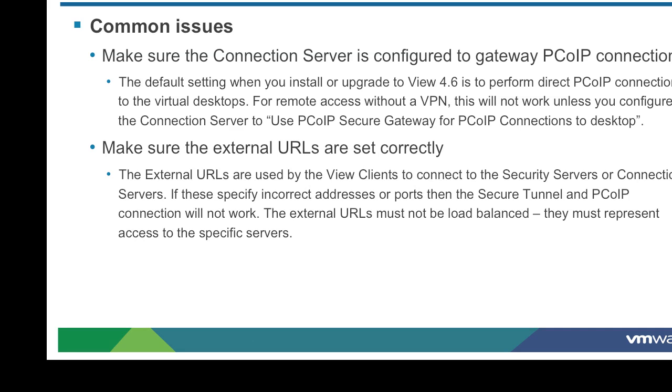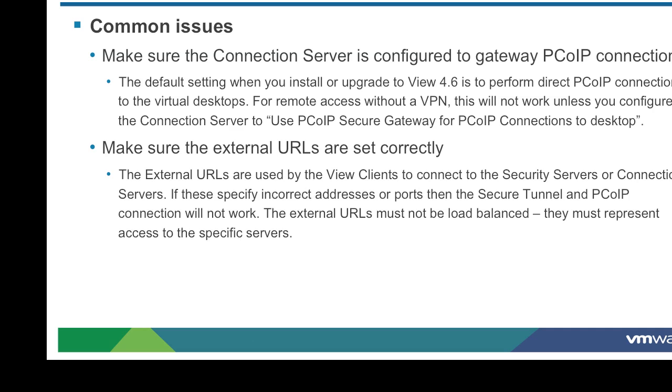The second common issue is make sure the external URLs are set correctly. Make sure you know the difference between the internal IP addresses of each security server and the IP addresses that are exposed to the internet or the external network that are usable by the View client. It's also important that the external URLs are not load balanced. As you've seen in the previous diagrams and the previous setup steps, it's very important that each external URL directly connects the View client to the individual security server. So they must represent access to the specific server and not be load balanced.